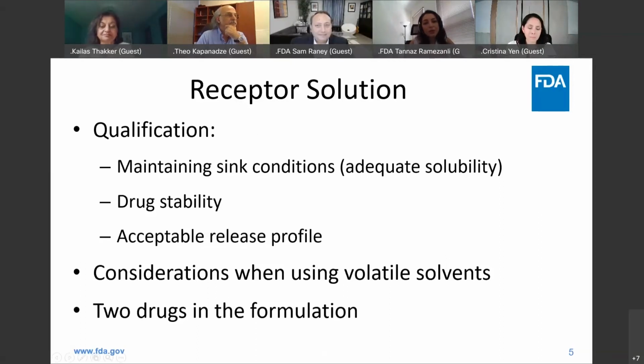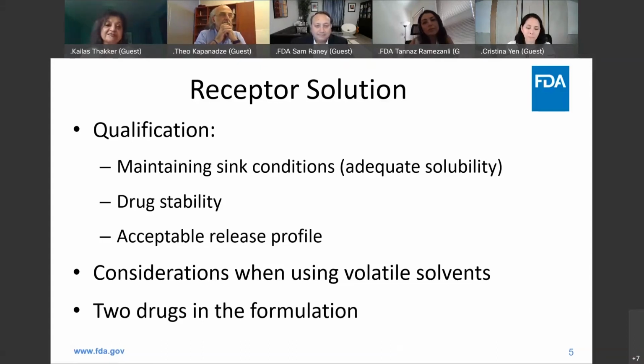Kailas, do you want to chime in? Sure. I think that if your two APIs are similar in chemical properties, then it's a no-brainer. You can most of the time develop one IVRT method. That would be ideal. And then as far as the analytical method is concerned, it depends on what kind of separation you have. And once again, if you can develop one IVRT HPLC method, wonderful. But that's an ideal case scenario.